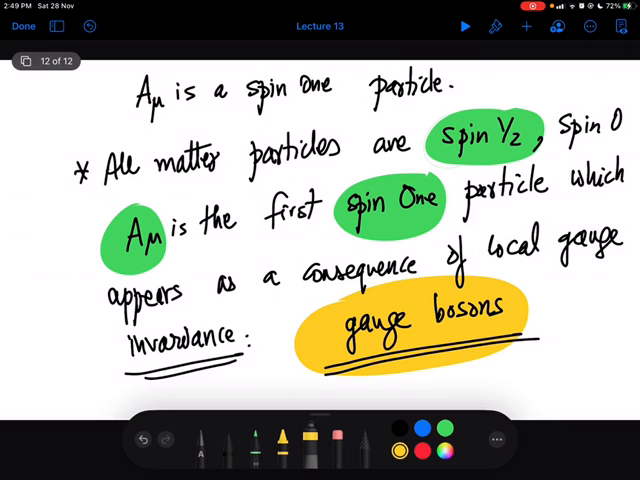Okay, so let's just look at the equations of motion. The equations of motion can be derived from the Lagrangian, which I have already identified for you.